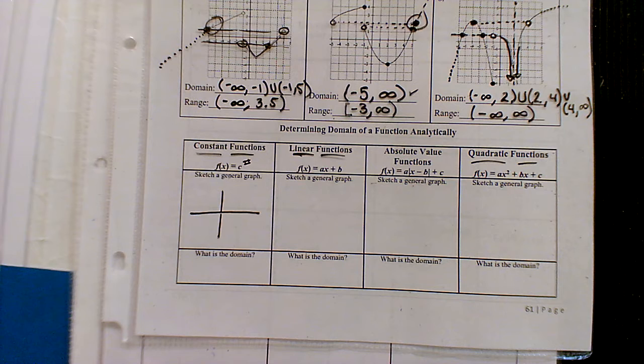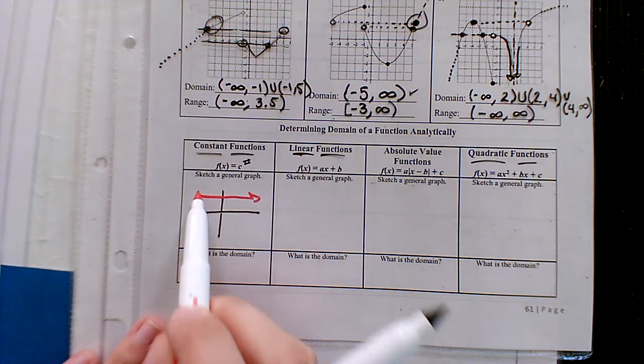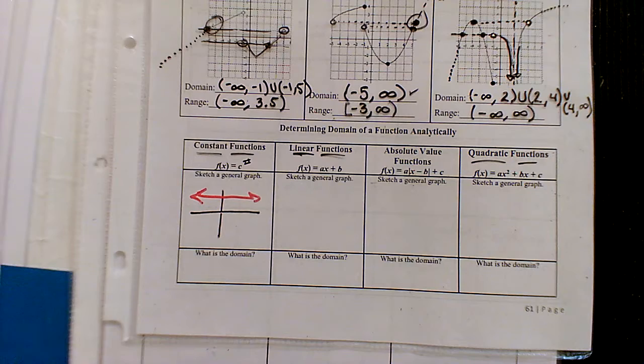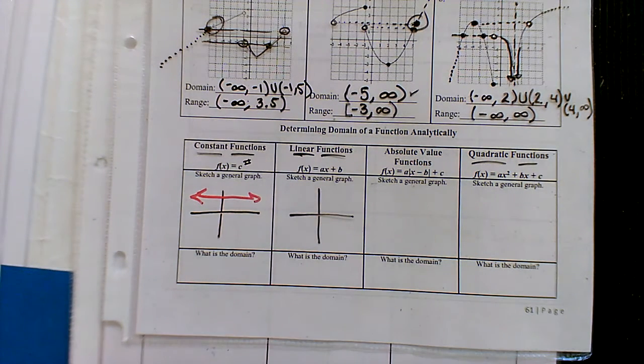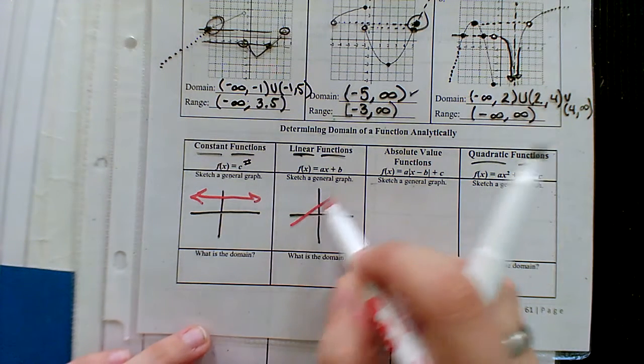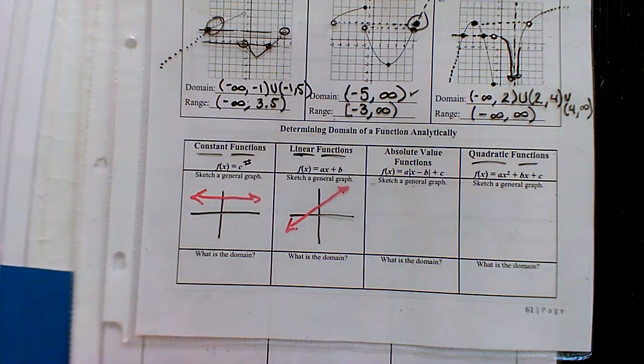Straight line this way or this way? Horizontal, yep. Okay, so we have a horizontal straight line. What if we were to graph a linear function? mx plus b, ax plus b, whatever letters you want to use. Hopefully we know it's going to look something like that.